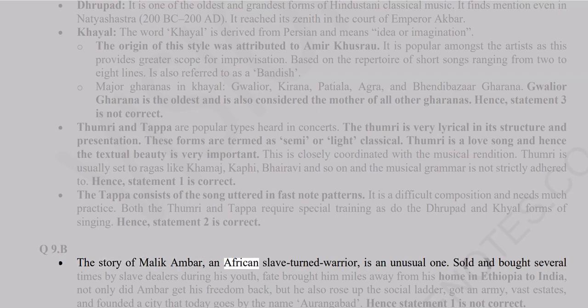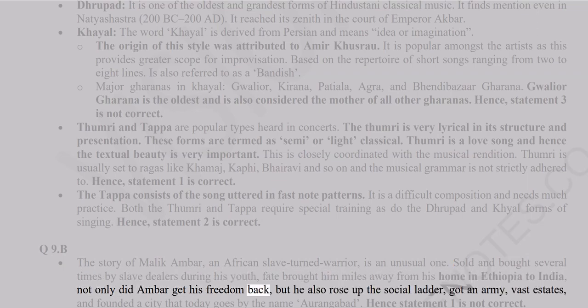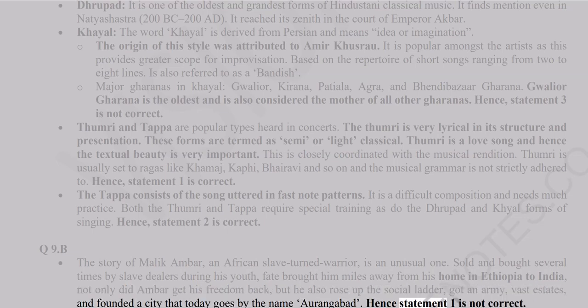The story of Malik Umbar, an African slave-turned-warrior, is an unusual one. Sold and bought several times by slave dealers during his youth, fate brought him miles away from his home in Ethiopia to India. Not only did Umbar get his freedom back, but he also rose up the social ladder, got an army, vast estates, and founded a city that today goes by the name Aurangabad. Hence, statement 1 is not correct.